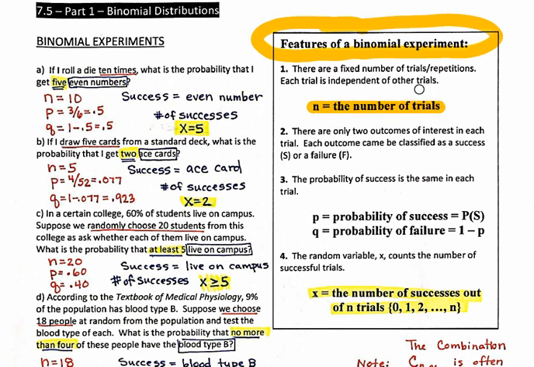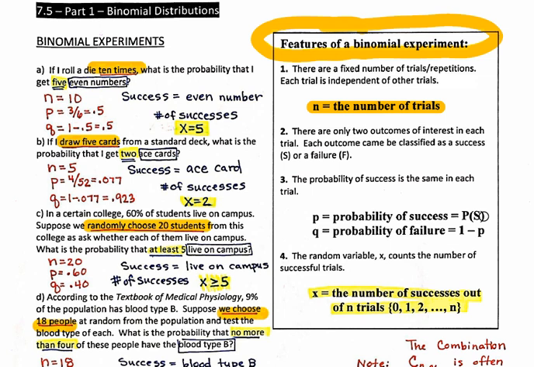So for example, if I roll a die 10 times, if I draw 5 cards, if I randomly choose 20 students, suppose we choose 18 people. In all of these examples, we've chosen a fixed sample size, or we've completed something a fixed number of times. That is our n value, the number of trials. So if I'm going to roll the die 10 times, then my n value is 10. Draw 5 cards, n is 5. If I'm going to choose 20 students, my n value is 20.